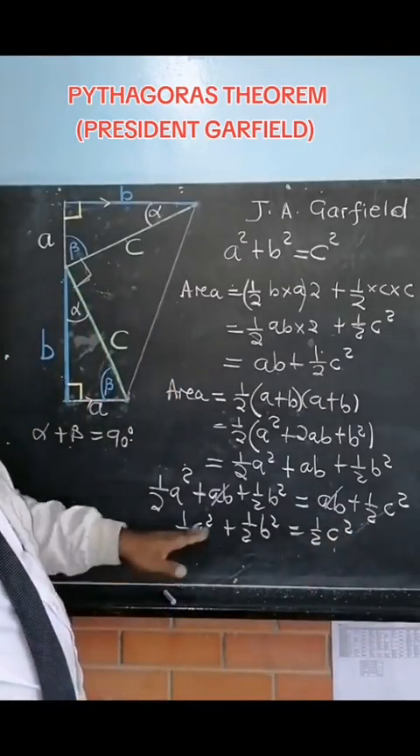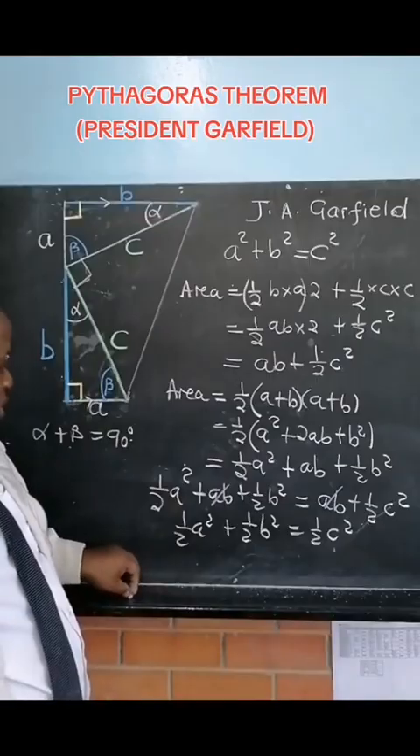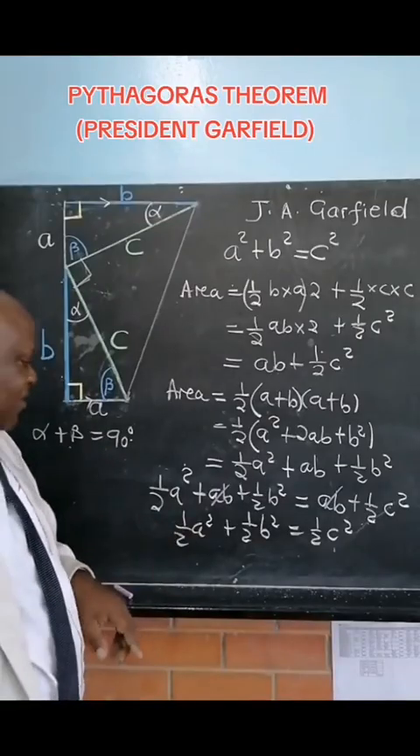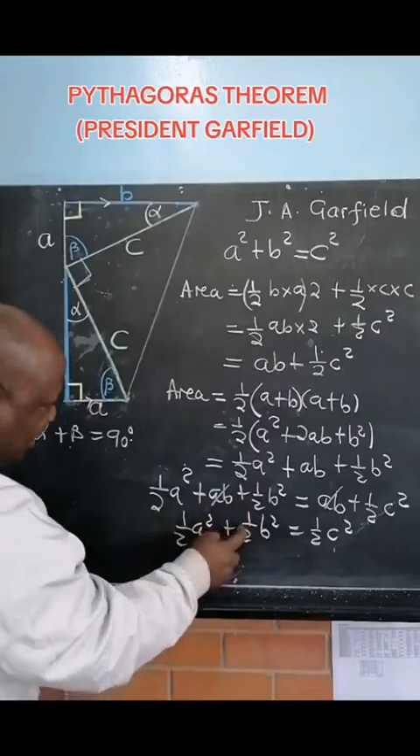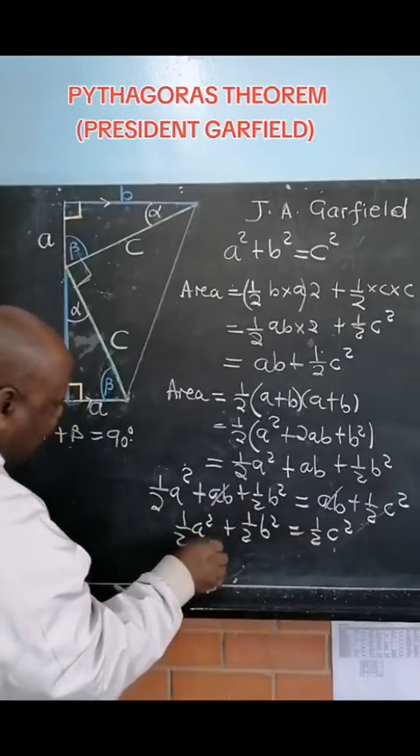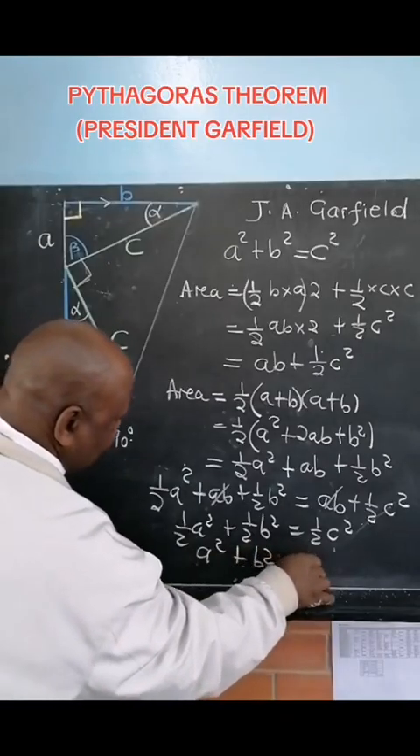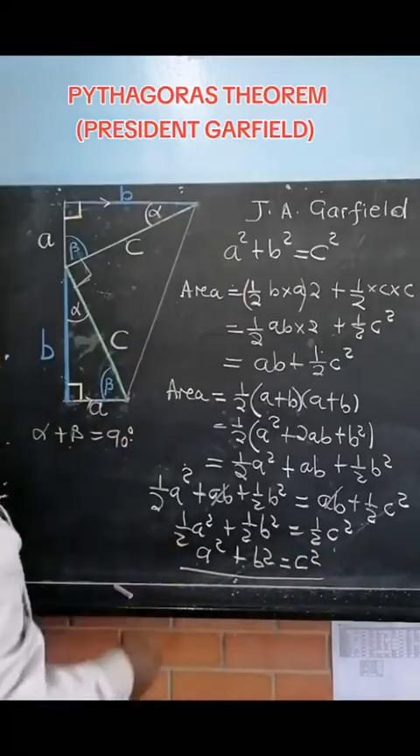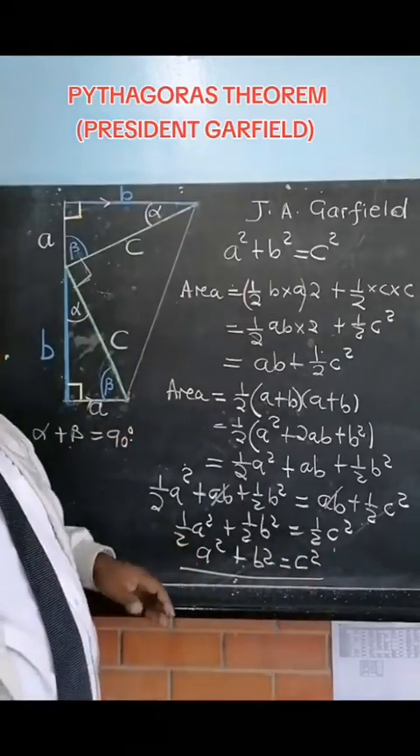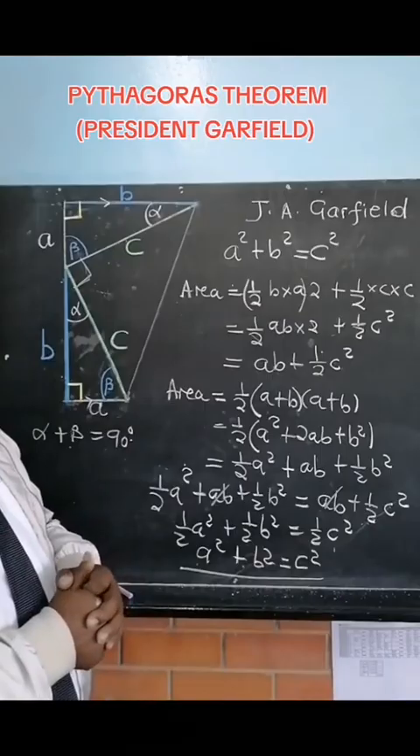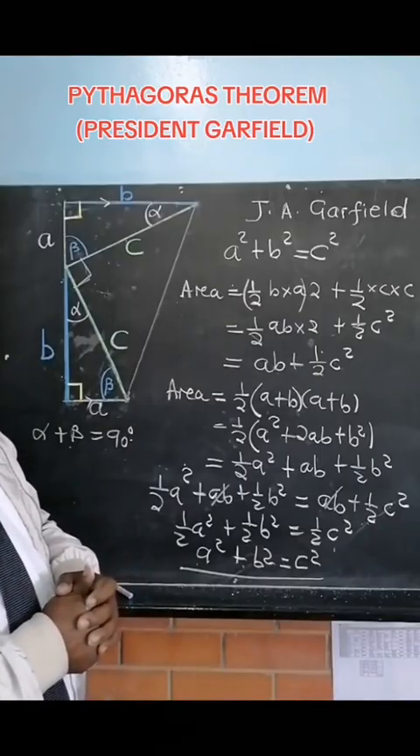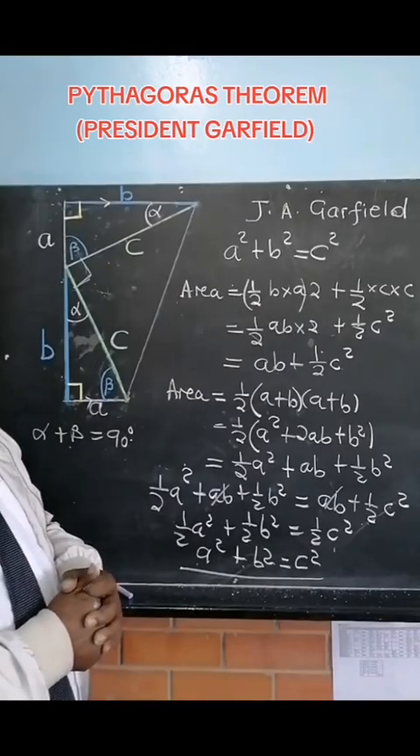Then we can multiply both sides by 2 so as to clear the denominator. If I multiply here by 2, by 2, by 2, then I have a squared plus b squared is equal to c squared, which is the theorem of Pythagoras as illustrated by Garfield, James Garfield. Thank you very much.